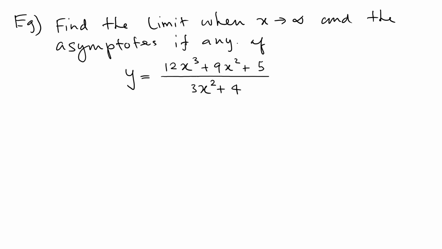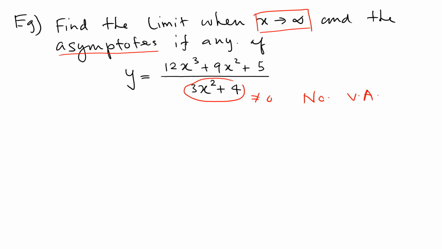Before we finish the discussion, let's look at this interesting example. Find the limit when x goes to infinity and the asymptotes, if any. Clearly we can see that the denominator can never be 0. So that means there are no vertical asymptotes. About the horizontal asymptote, what we normally do is we take the limit and see whether you get a finite value. If you get a finite value, there is a horizontal asymptote.